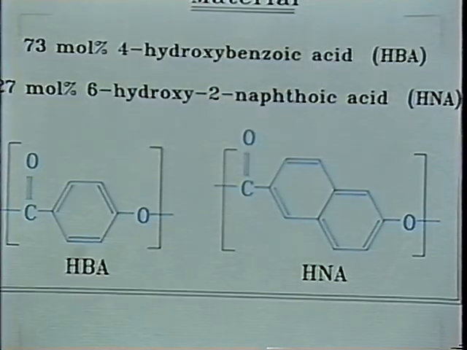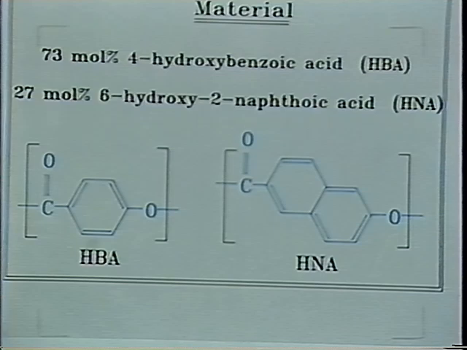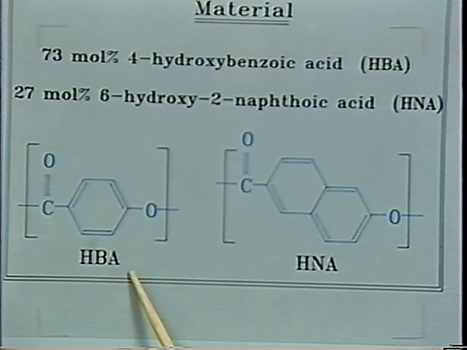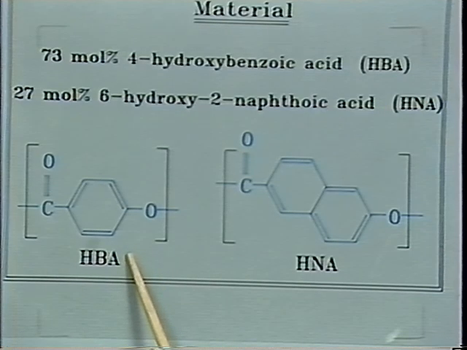I will show a number of experimental results. Most of them are taken from an industrial sample. It's called Vectra A900 by Hoechst Celanese. It consists of hydroxybenzoic acid, which has a very, very high melting temperature by itself. It has chain stiffness, so you could make stiff chains with that just by itself.